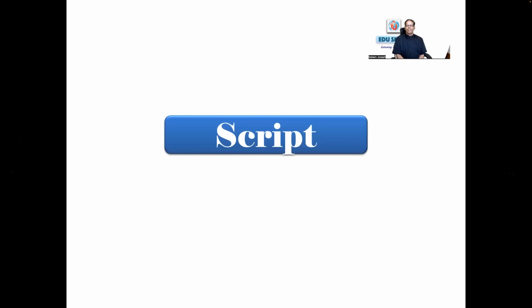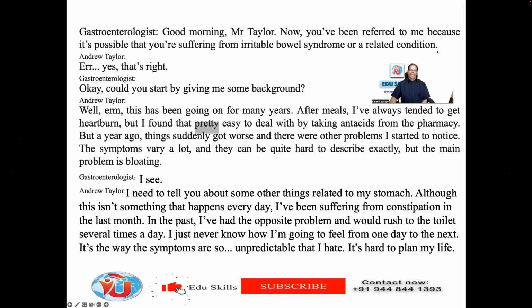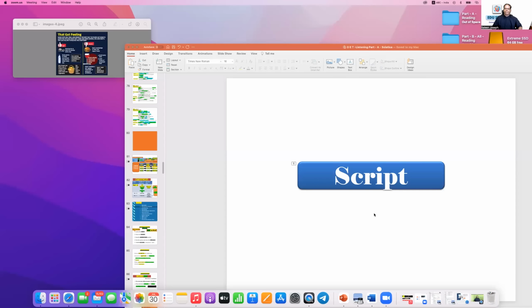So the next stage is script. The beautiful and wonderful part of your practice is going through the script and understanding what it is.